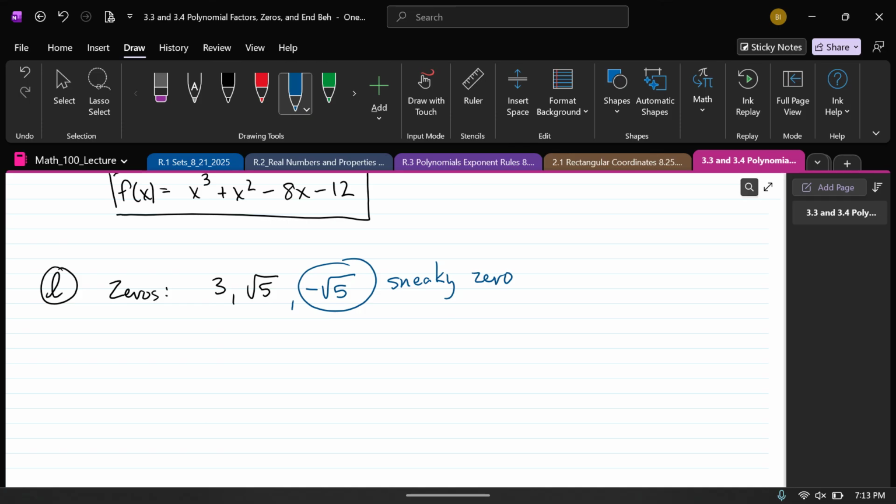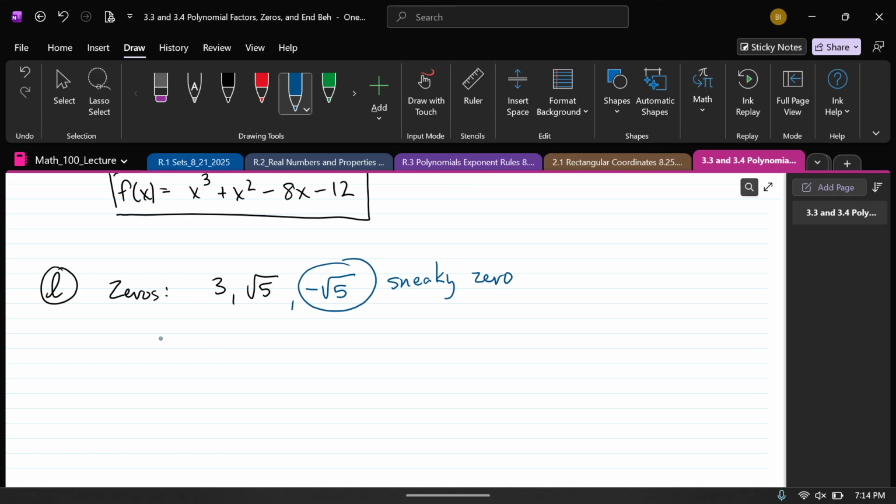They didn't write it in the problem, but it's there because if positive square root of 5 is a zero, then negative square root of 5 has to also be a zero, because anytime we got a square root, there's a plus or minus in front of it. So that's why that negative has to be there. When you get a problem like that, if it's got a square root in it, then whatever that is, I've got the opposite of that too. If it's a positive square root of 5, I've got the negative square root of 5. If it's a negative square root of 3, then I've got the positive square root of 3 as well. So you get that extra zero that you have to put in there.